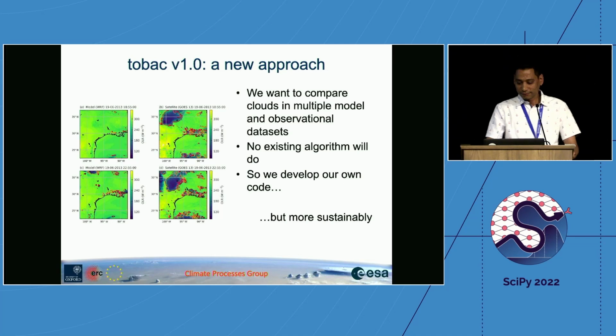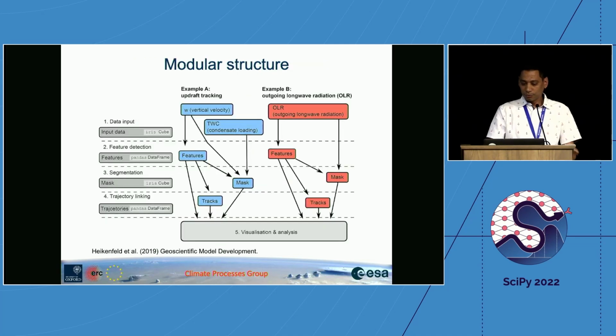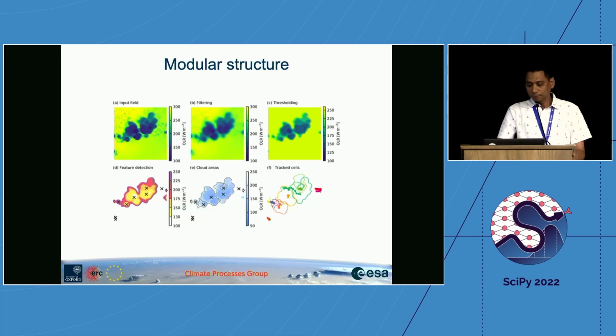So what Tobac gives you is a modular structure, where every step of the analysis is a separate module. That means you can add your own steps. You can choose your own way of analysis, and we can add more and more algorithms to this, so you will have more freedom to choose the workflow that is more suitable for the analysis of your model data or radar data, and whether you want to compare them together or not.